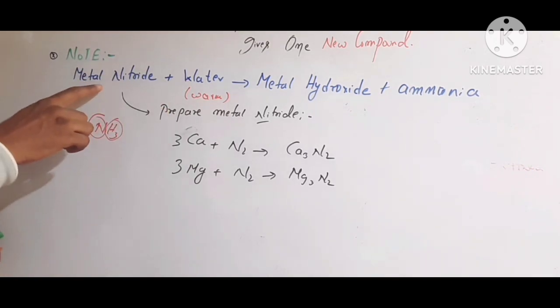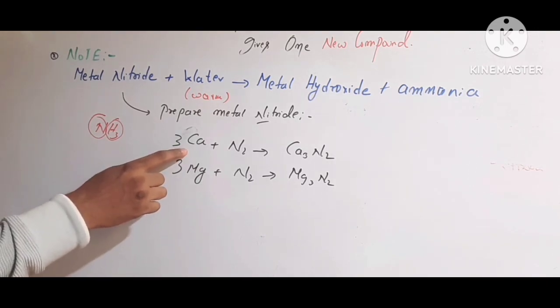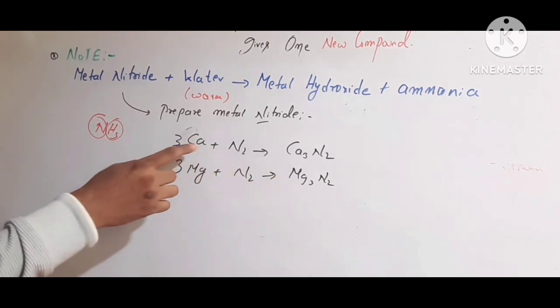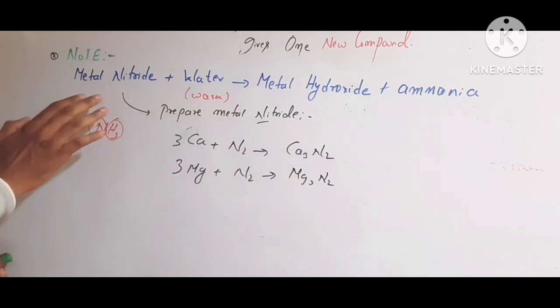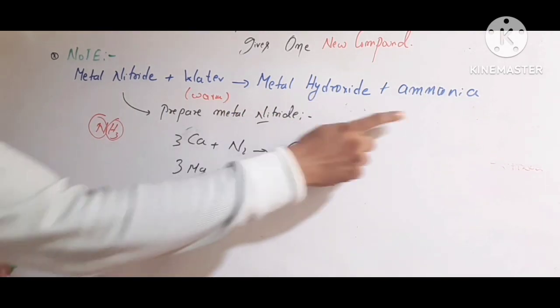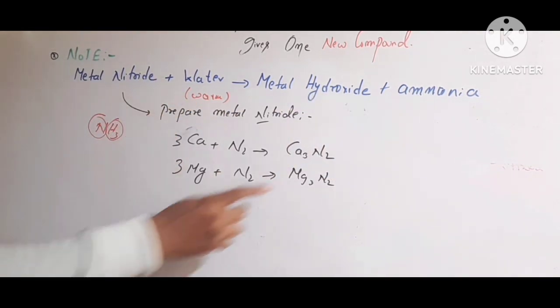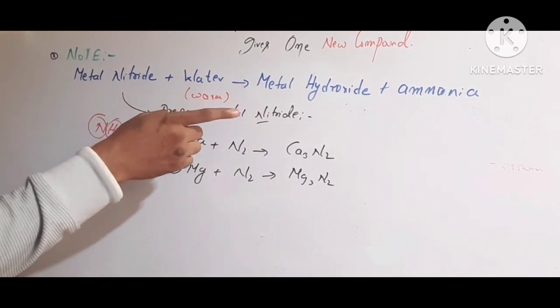From where will we get nitrogen? We don't have a direct formula, so this is the way you will prepare it: by using nitrogen and the metal you get the nitride. The nitride you will use in the reaction with water. You will get metal hydroxide and ammonia. The important thing is ammonia, but it should be warm water. Remember. So how to prepare ammonia? By reacting metal nitride with water, which gives you metal hydroxide and ammonia.